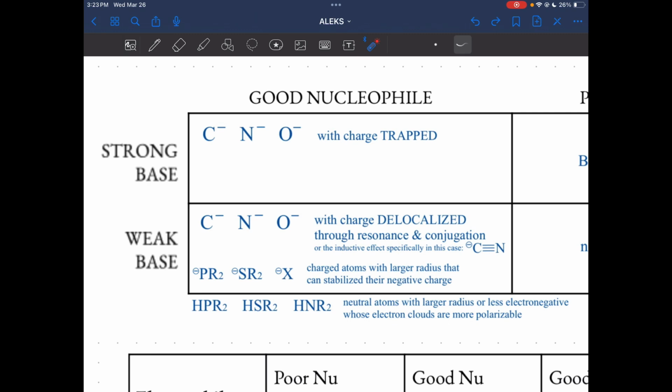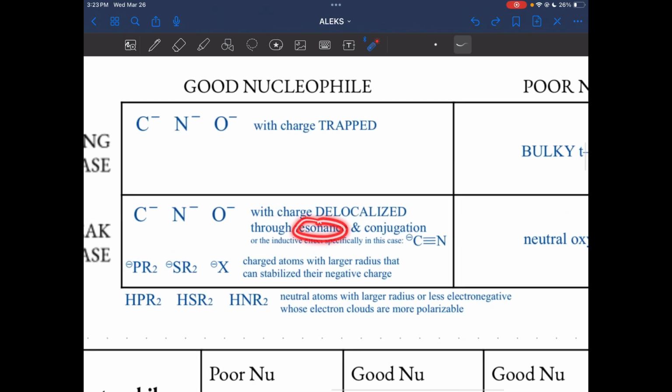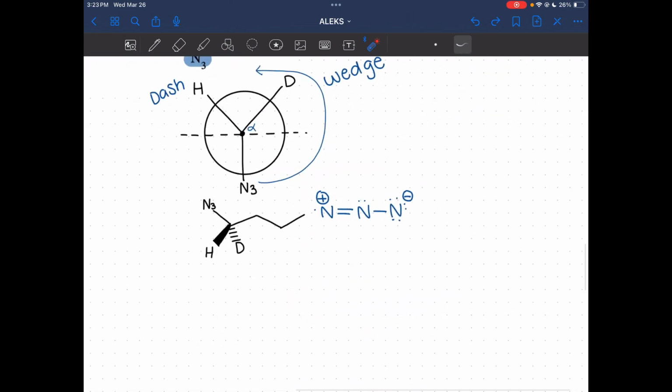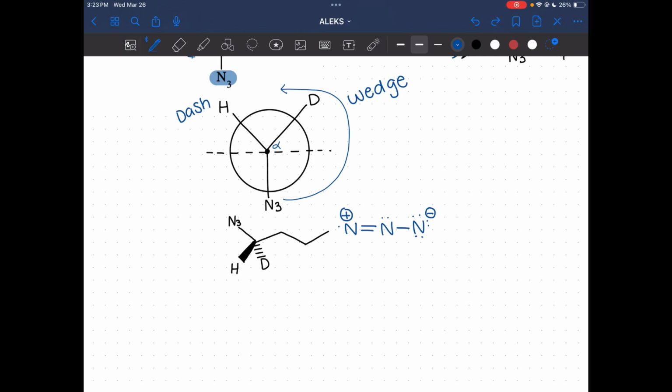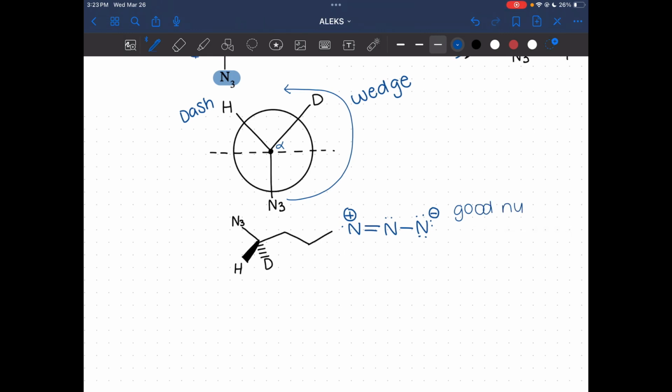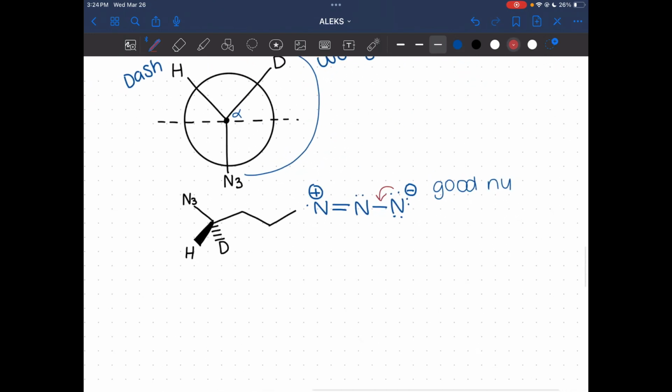I think I have it somewhere in here. I did not write it in here, but it would definitely be in this lower left box down here. Specifically through resonance and conjugation, this charge would be delocalized. Anyway, we know this would be a good nucleophile because of this negative charge, lone pair. But this resonance through here, all this flipping of these double bonds and lone pairs, which would flip back and forth, we'd consider this a weak base.